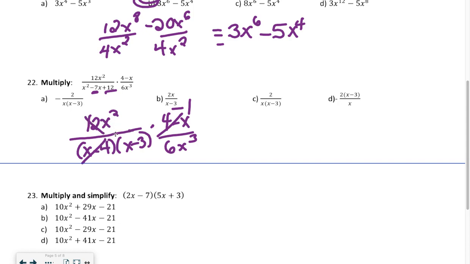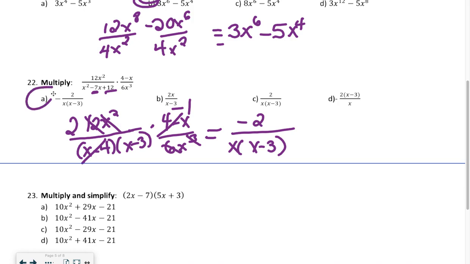12 and 6 reduced to 2 on top. X to the 2 and x to the 3 leaves me with 1x on the bottom. I'm left with a negative 2 over x times x minus 3. If you notice in the answer choices, they do put the negative next to the fraction bar. It's the exact same thing, choice A.